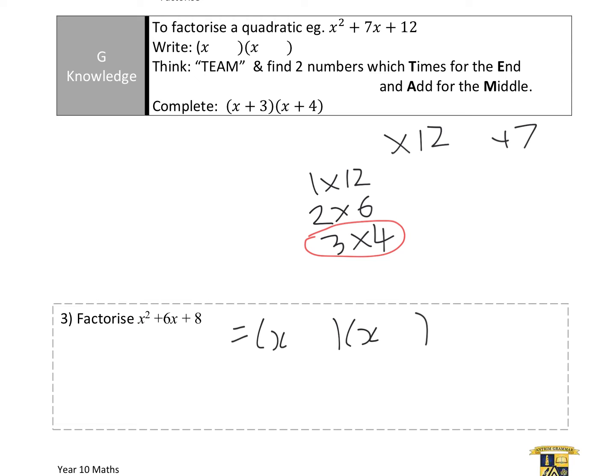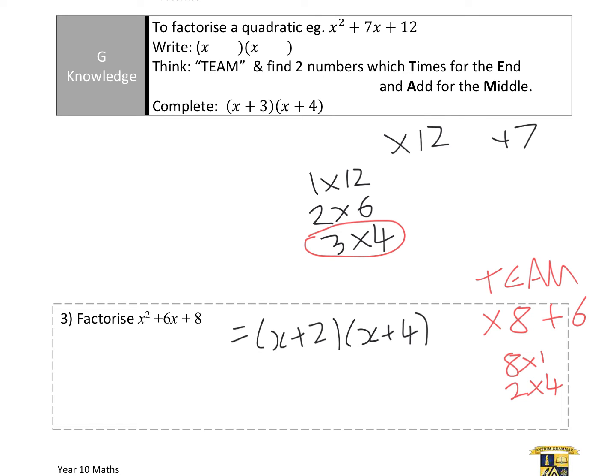And then if I remember my TEAM, I'm looking for two numbers which times to give the end number, which you can see is 8, and add to give the middle number, which you can see is 6. So what two numbers times to give 8 and add to give 6? Well, you can do 8 times 1, but they add to give 9, or you can do 2 times 4, and indeed they do add to give 6. So 2 and 4 are the values.